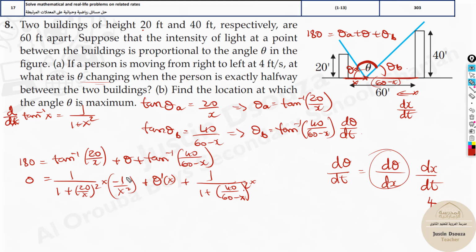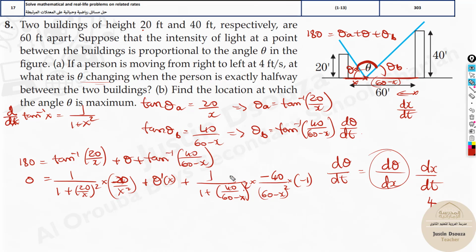Now my bad, I just realized one mistake I did over here. I ignored the 20. The 20 remains. That is chain rule. This 20 is a constant, right? This entire thing must be solved. Only 1 by x is minus 1 by x squared, but there is 20, that's a constant. Write it as it is. Same thing here, minus 40 divided by 60 minus x the whole square and times minus 1. Why? Because there's another chain rule.